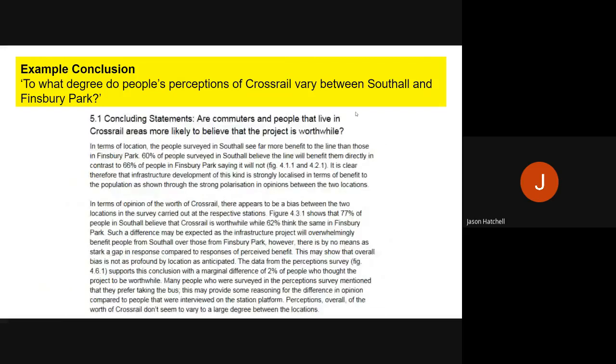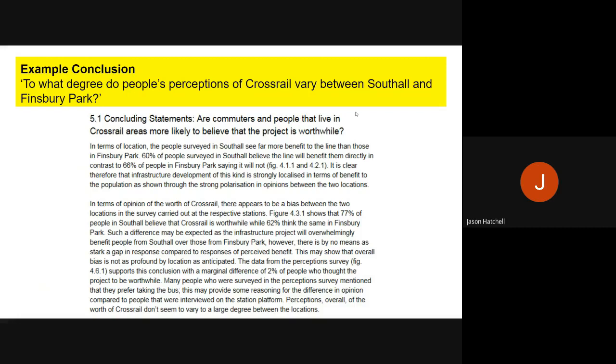And then the student goes into their first key question. So their first key question was, are commuters and people that live in Crossrail areas more likely to believe that the project is worthwhile? So as you can see then, this student has started straight away to answer this question by saying what their data said from their surveys. And they've gone through the opinion of people.